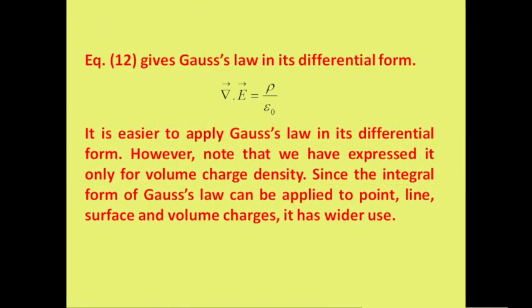So equation 12 gives Gauss law in differential form, that is del dot E is equal to rho divided by epsilon naught. It is easier to apply Gauss law in its differential form. However, we have expressed it only for volume charge density, whereas the integral form of Gauss law can be applied to point, line, surface and volume charges. So these are some of the applications of Gauss law. This is all about the derivation of Gauss law in integral and differential form.